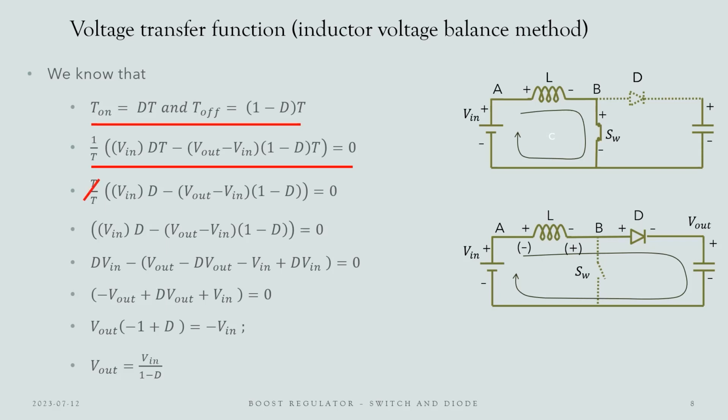Here, T total and T total get cancelled. Let us now multiply the terms to get this equation. On simplifying, we get the equation as shown here. On equating it for output voltage, we get Vout is equal to Vin divided by 1 minus D.